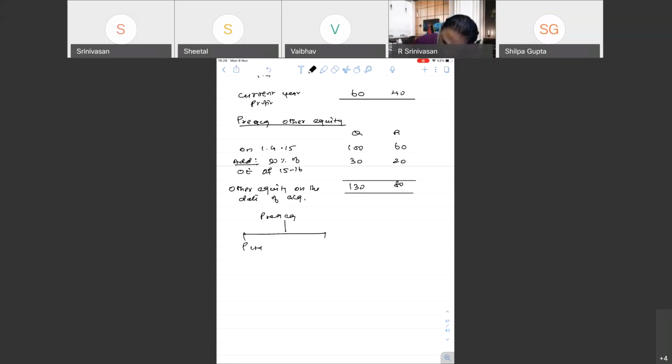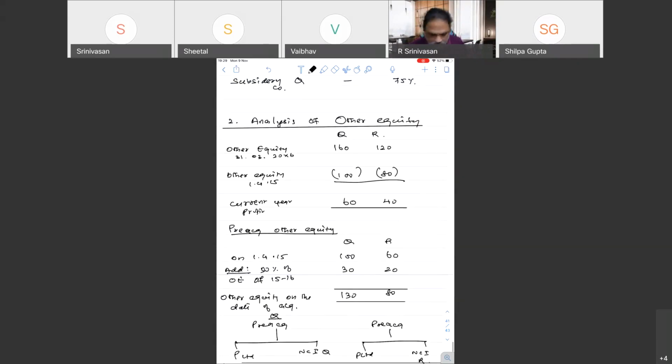P Limited's share, and whose is the NCI? Q's pre-acquisition, P Limited, and NCI R. The opening balance for other equity is given as 100. For opening, R is how much? Oh, I see, I've taken which amount here? One minute.